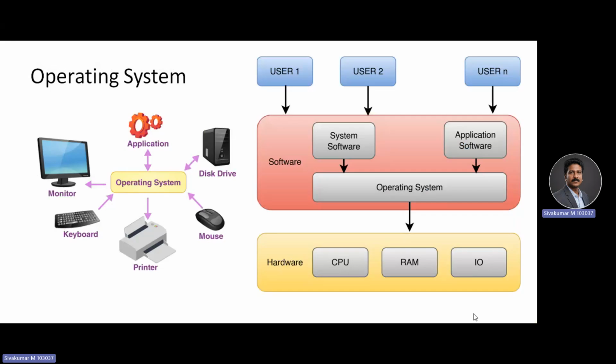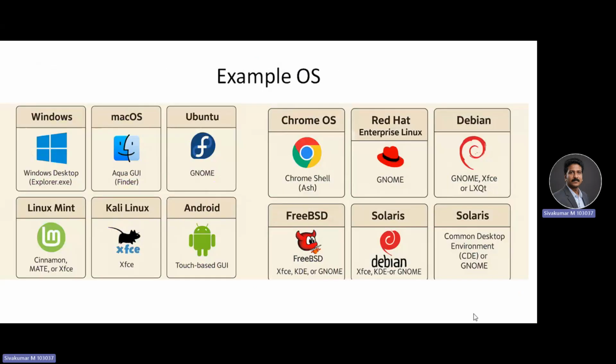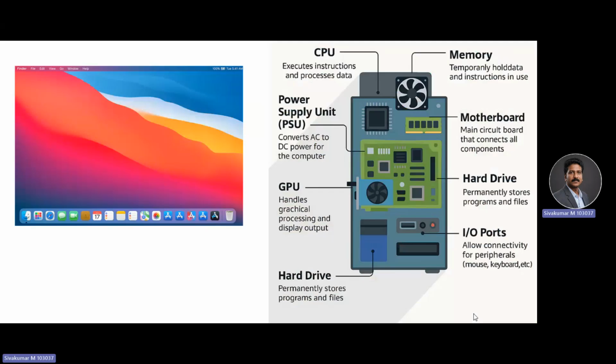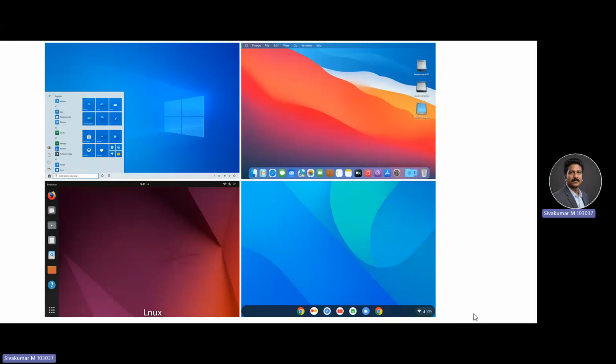So an operating system consists of system software and application software. It interacts with the hardware such as CPU, RAM, input and output devices. It also interacts with multiple users at the same time. These are some examples of an operating system. So this is how the internal components in the CPU are present. There are GPU, power supply, memory, motherboard, hard drives. These are the screens, the user interface for some operating systems.